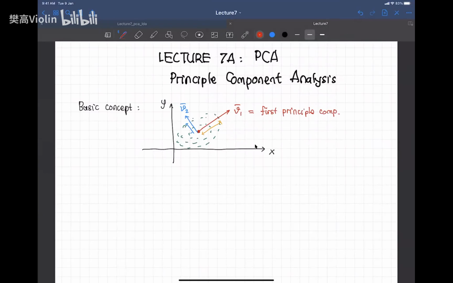And this principal component has something to do, we will discuss this later on, with the first eigenvector. So this one is the first eigenvector. And the variance that I mentioned has something to do with the eigenvalue. So this one will be the first eigenvalue. And basically, this is something that we want to learn today.